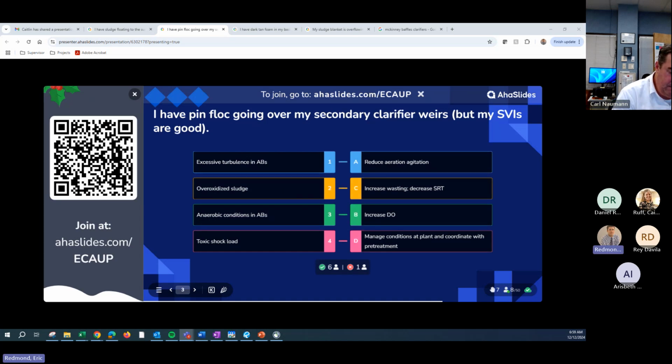All right, looks like most of you got the answers correct. I think the hardest one on this one is the overoxidized sludge, and increasing wasting, decreasing SRT. It was largely because I think I led you a little bit astray on overoxidized sludge. So what are they talking about here when they're saying increase wasting or decrease SRT?